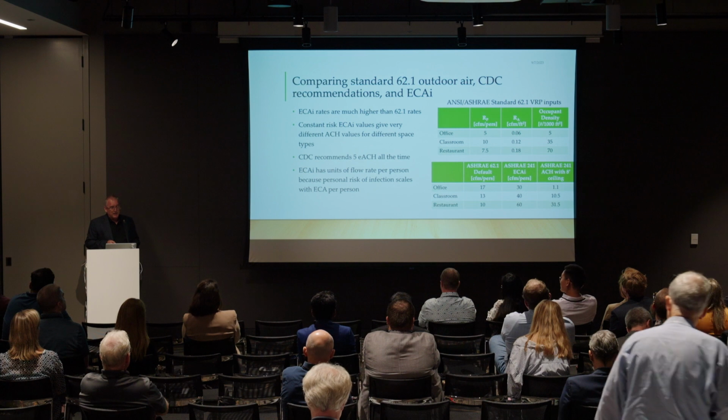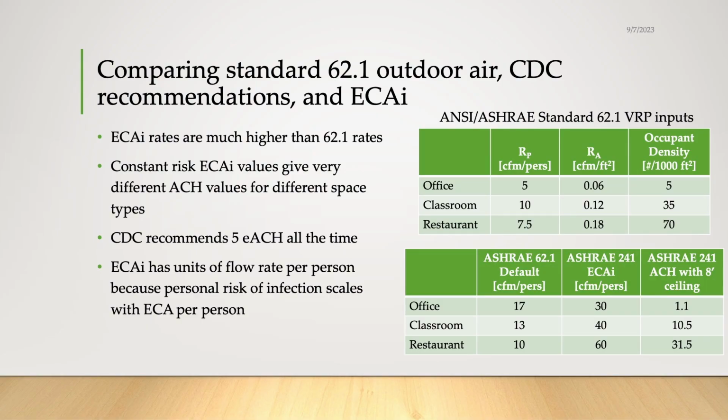CDC recently recommended 5 equivalent air changes all the time. You can see in the table here what we actually get. So this is the standard 62.1 data in the upper table, which we won't go through. If you're familiar with the standard, you know that it's got a per person and per area amount. Let's go down to the bottom here and see what we get for an office, a classroom, and a restaurant per person using default occupant density. So office, 17 CFM per person per 62.1, with the ECAI for an office, that's 30. But that's only 1.1 air change per hour, so a lot less than 5.